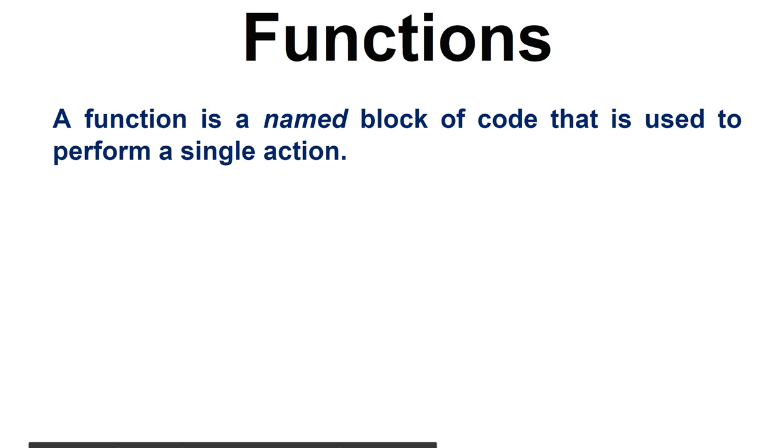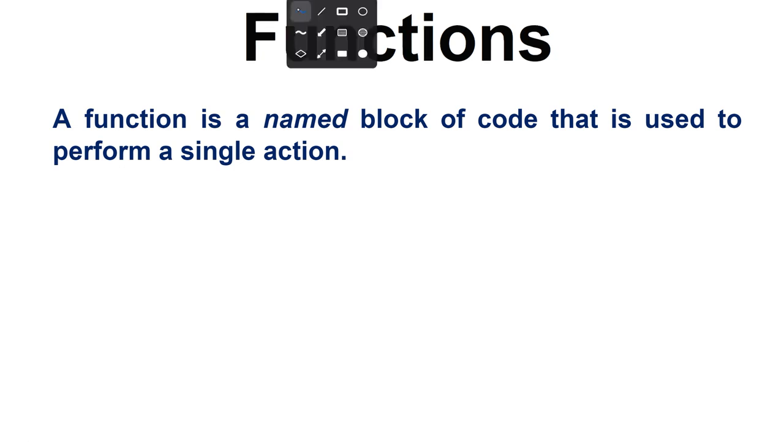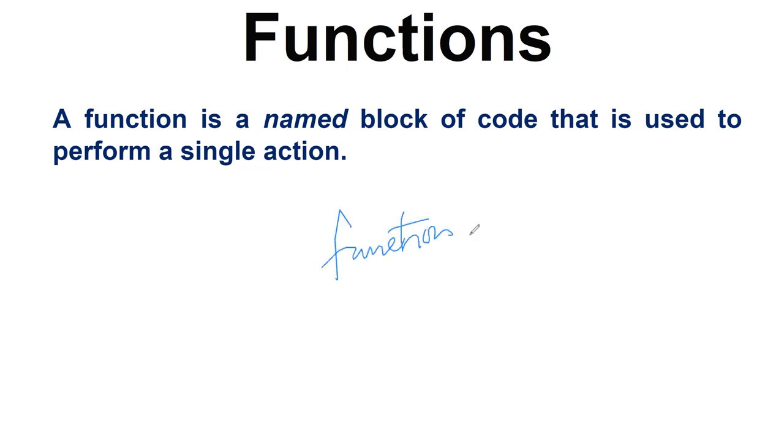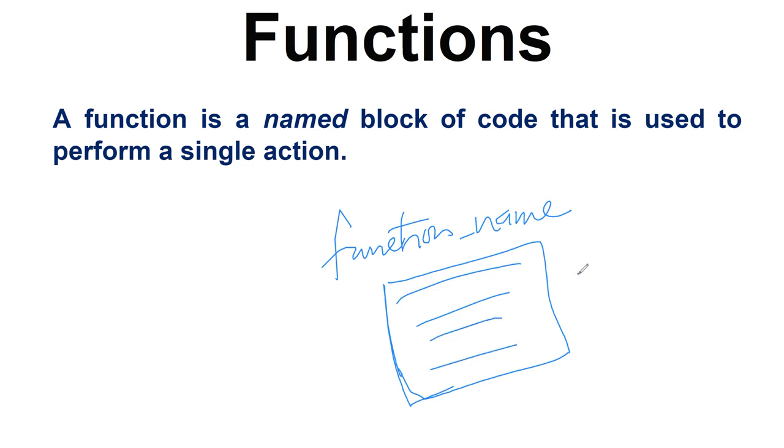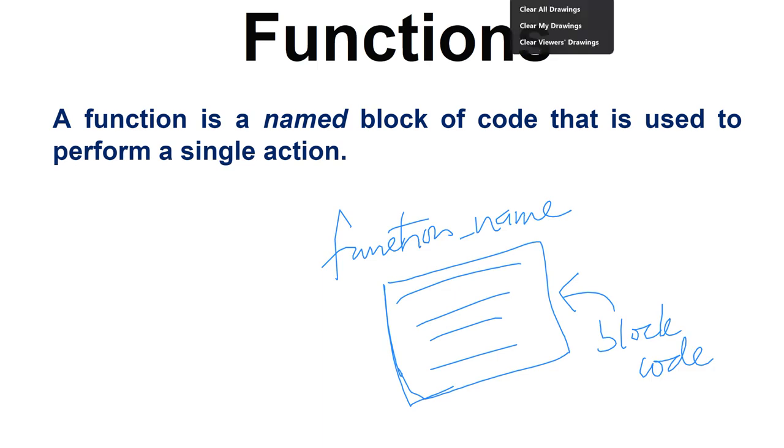A function is a named block of code that is used to perform a single action. So given a name, a function name, a pre-written block of code can be used to perform an action again and again every time the name of that function is called.